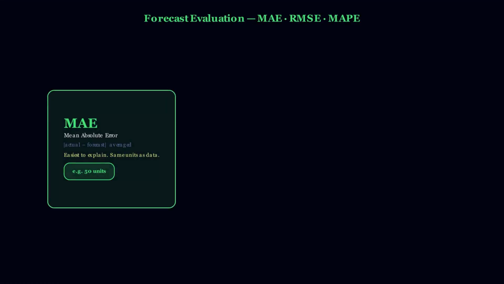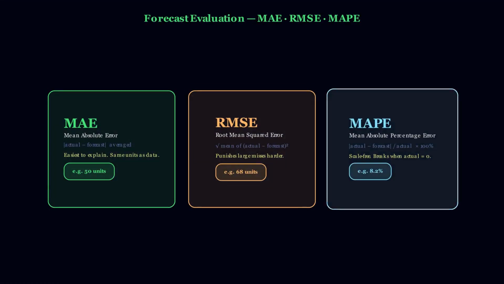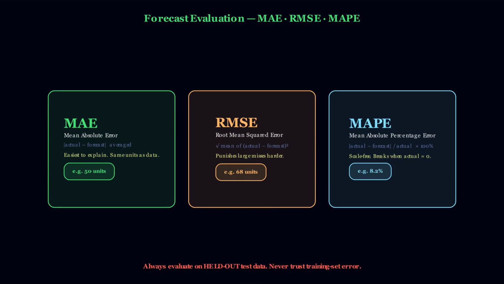3 numbers tell you how well your forecast actually performed. MAE, average absolute error, easiest to explain to a business. RMSE, punishes large errors harder. Use it when big misses are costly. MAPE, percentage error, works across different scales. Breaks at 0. Always evaluate on a held-out test set, never on training data.